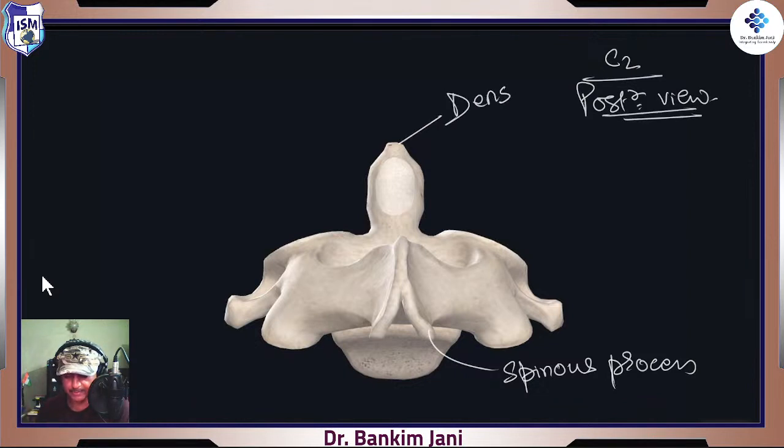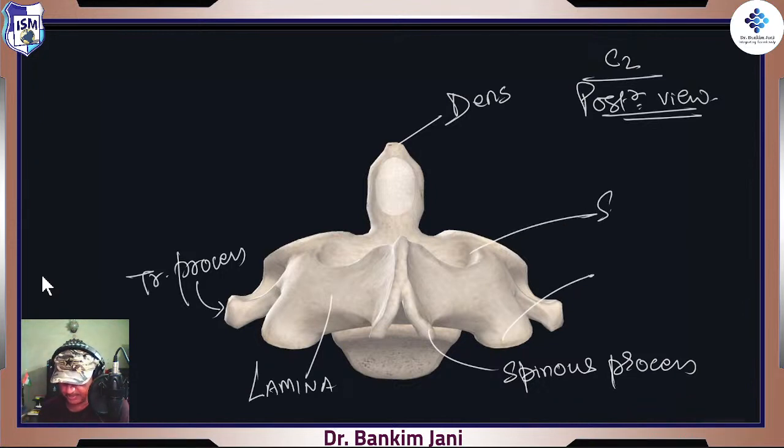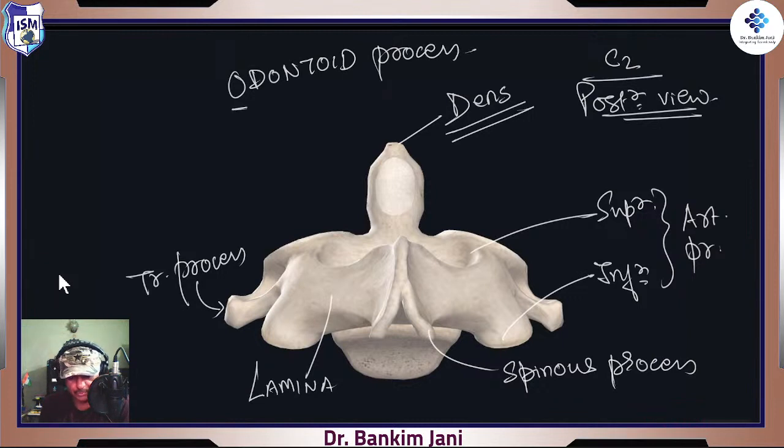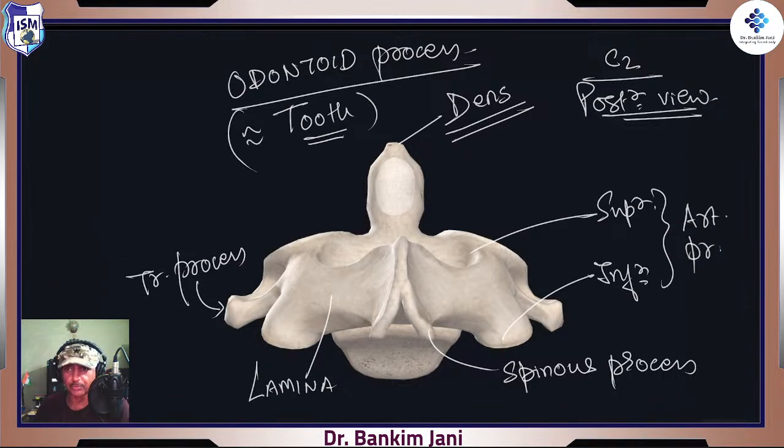That one is dens. That is also fine, right? Posterior view. And because there is spinous process, this one would be lamina, right? And these are the transverse process. And then there is superior and inferior articular process. This is superior and this one is inferior articular process. Now, see, dens, its other name was odontoid. Odontoid is like a tooth, similar to tooth. So that's why it is called the odontoid, tooth-like structure.